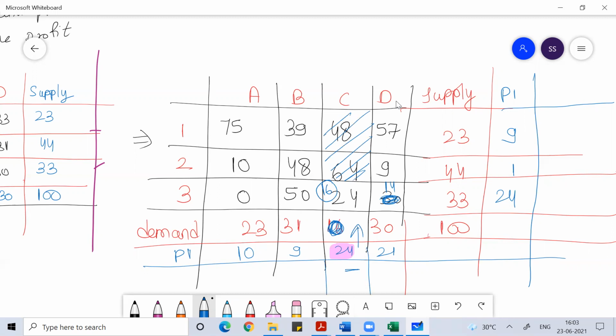Then this would be 57 minus 39. The difference should be 18. Then here this would be 1 only. Okay, one minute guys, there's a mistake.